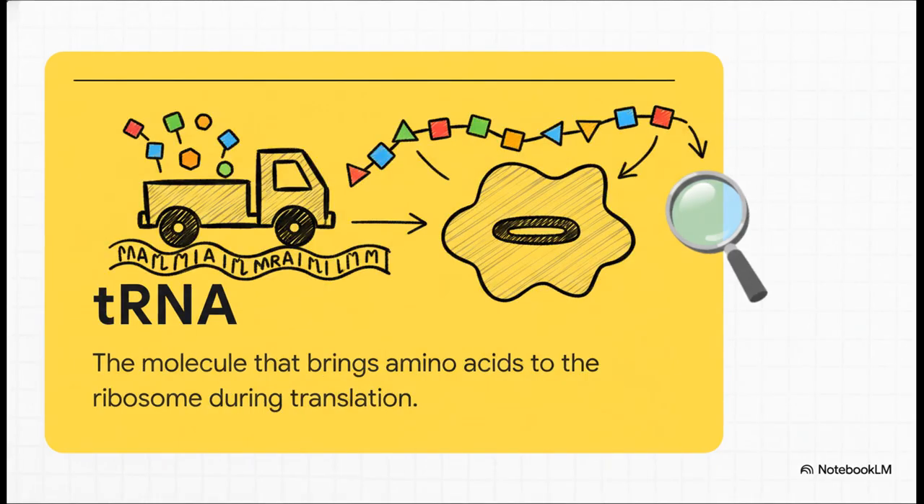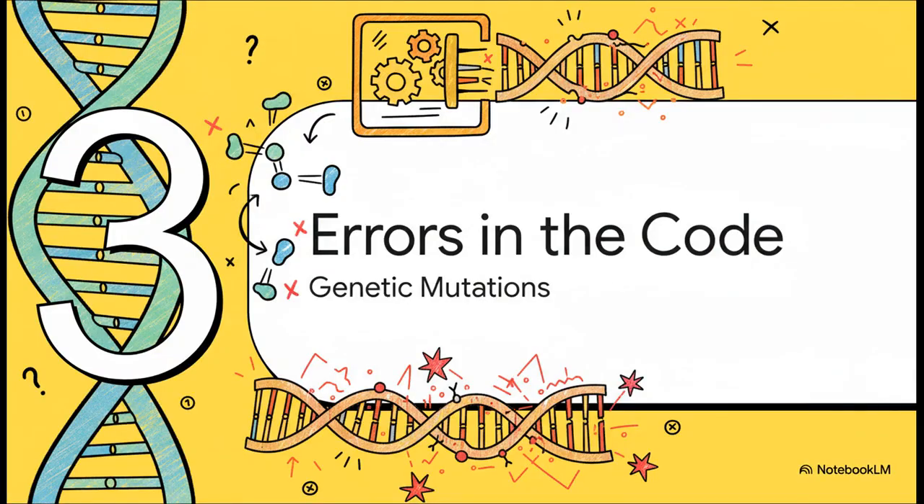Last but not least, in translation, we meet tRNA, which stands for transfer RNA. This little molecule is basically the delivery truck. It reads the RNA message 3 letters at a time, grabs the exact amino acid that matches that code, and hauls it over to the ribosome to be added to the protein chain. Pretty cool, huh? So we've got this beautiful, elegant system for copying and reading our genes.